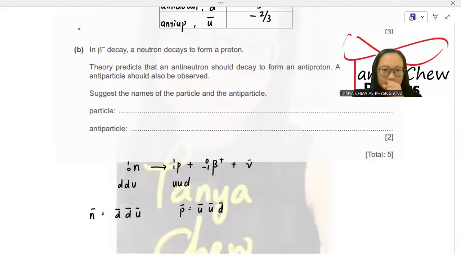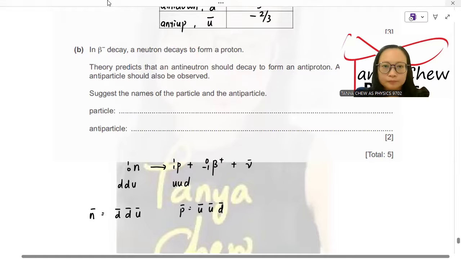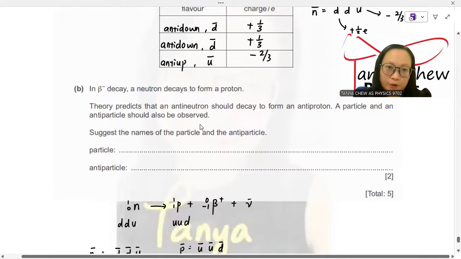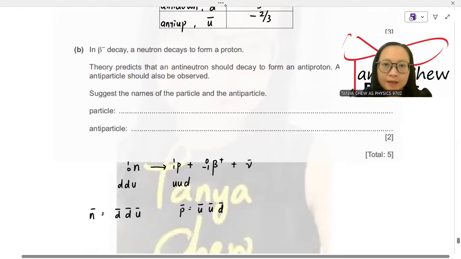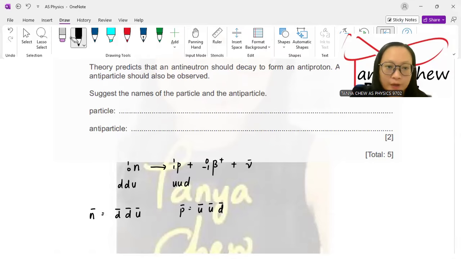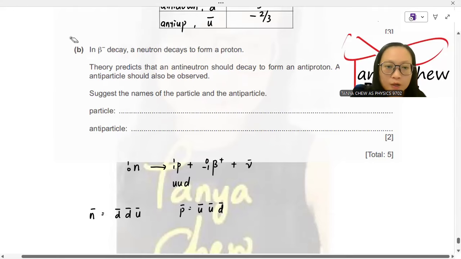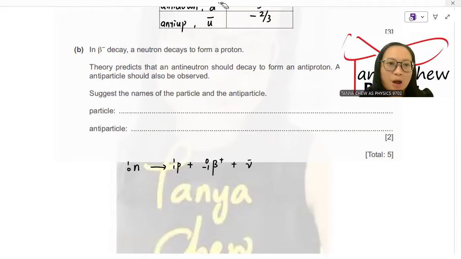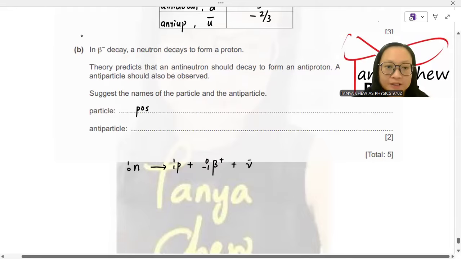Oh, this is just a theory, okay? It's in beta decay. So sorry, this is a decay of an antineutron. So an antineutron will produce a particle which we call a positron. Beta plus is called a positron. An antiparticle to this positron is called an electron.